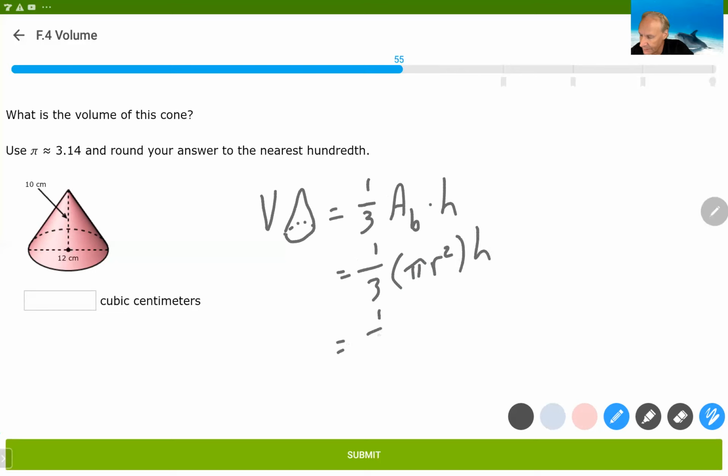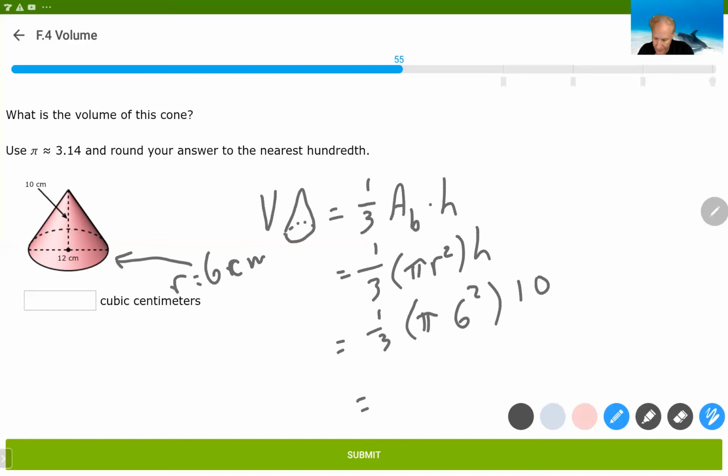And so we have 1/3 times pi. The radius, again, they gave me the diameter, so the radius is 6 centimeters. This is 6 squared times the height, which is 10. And again, I'm going to use the 3.14. So I've got 3.14 times the 36 times 10 divided by 3, 376.8.